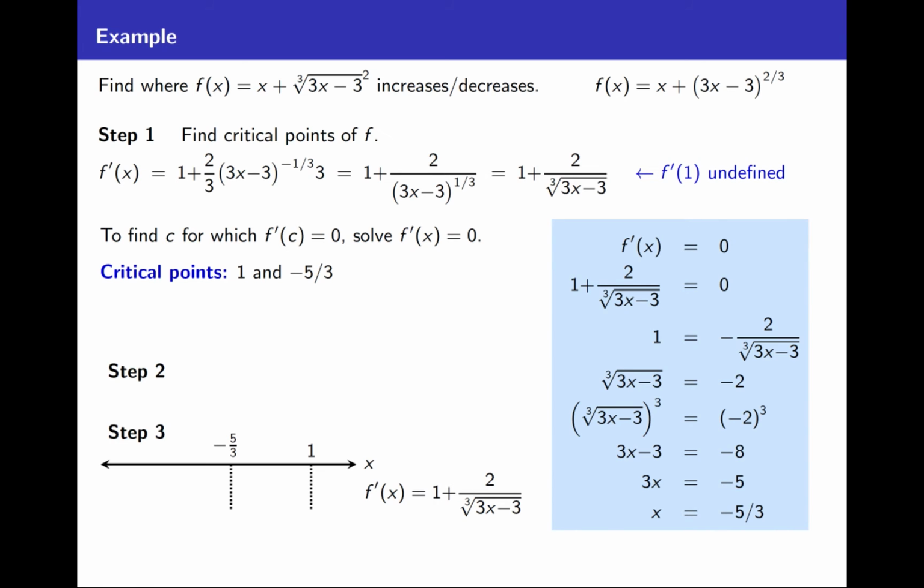In step 3, we want to look at the sign of f prime on each of those intervals and find out where f is increasing or decreasing based on that sign. So let's start over here on the right when x is greater than 1. So you're in this rightmost interval. If x is greater than 1, let's see what's happening. F prime of x would be 1 plus 2 over cube root of 3x minus 3. If x is greater than 1, 3x minus 3 is positive, so the cube root is positive. So 2 over that is positive. Added to this positive 1 is a positive number. So f prime of x is positive on the rightmost interval.